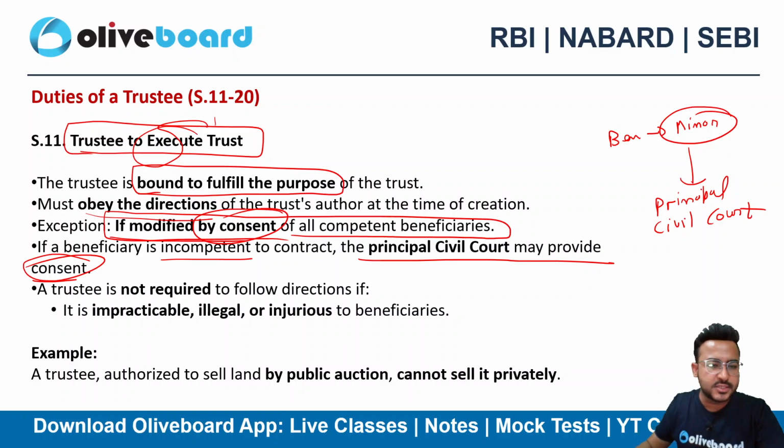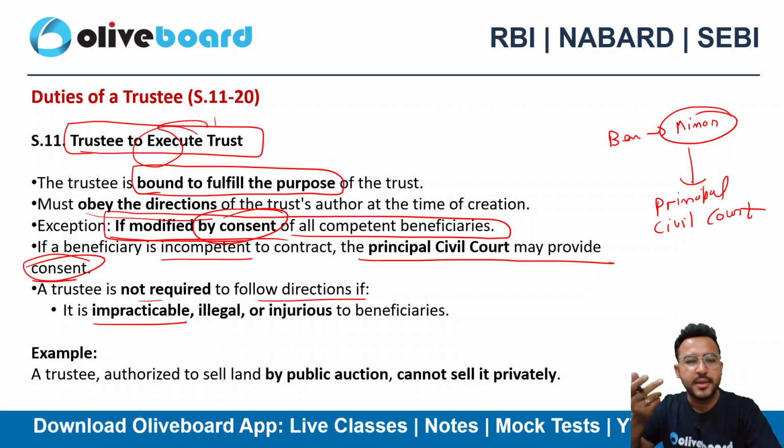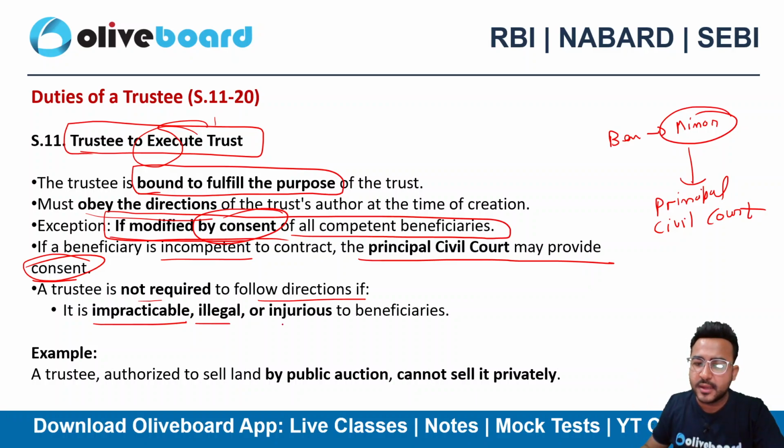So a trustee is not required to follow the directions if it is impracticable. Let's suppose the directions are impracticable, then he is not under any obligation to follow them, or maybe they are illegal or injurious to beneficiaries. In that case, the trustee will be fine even if he does not comply with directions which are harmful.